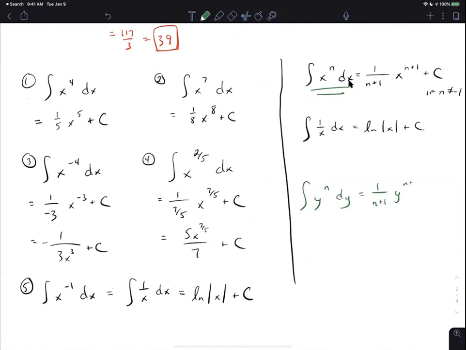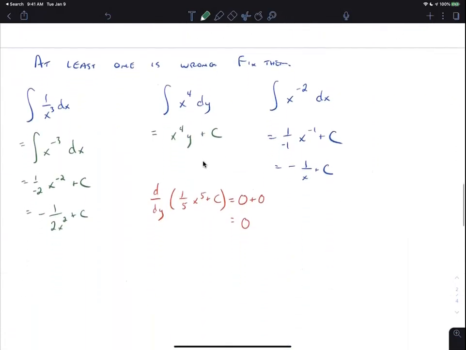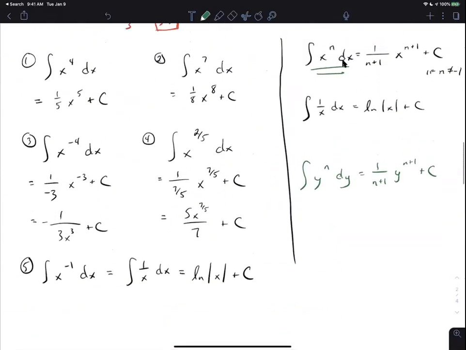Y to the n plus 1, plus c. But the letters have to be the same. It cannot be y here and x here. It cannot be u here and x here. Does that make sense? Okay, so you have to be real careful. We'll make a big deal about that again next week. If you don't understand why it's this, that's not as big of a deal. But what we'll talk about next week is what we really do need to understand is this dx must match the variable here. If it's du, then this must be u. If this is dy, this must be y. Does that make sense? Okay.